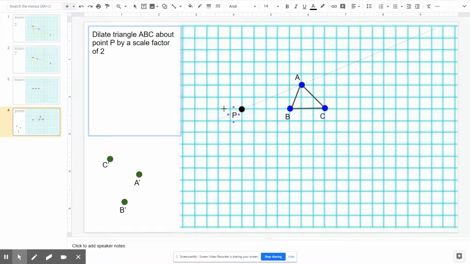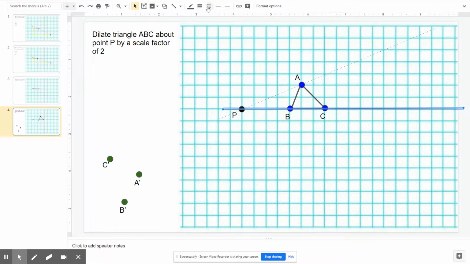I'll make my next one. Well, the next one's pretty easy. They all run straight along the grid line itself. So there it is. I've got my points. I know whenever I dilate these points, point A is going to end up somewhere along this line, assuming that I made a good line, and points B and C are going to be on this line. So it says by a scale factor of 2. Well, let's find out.